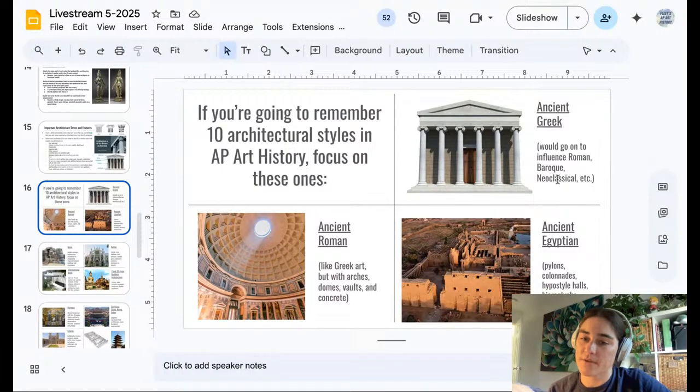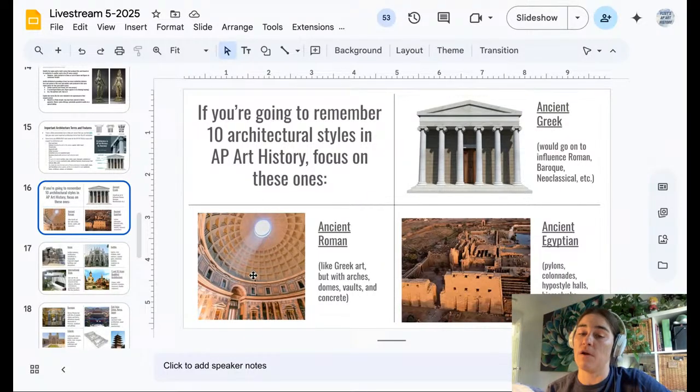So, ancient Greek, right? This is really, really important because it would go on to influence many other movements in art history, including the Romans. We see it in Baroque and neoclassical. It's everywhere, right? So being able to identify something as being influenced by Greek architecture is going to be super important. Okay.